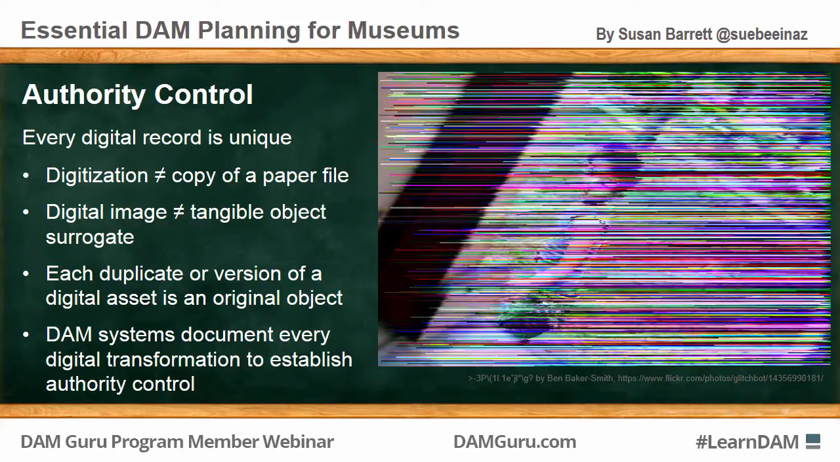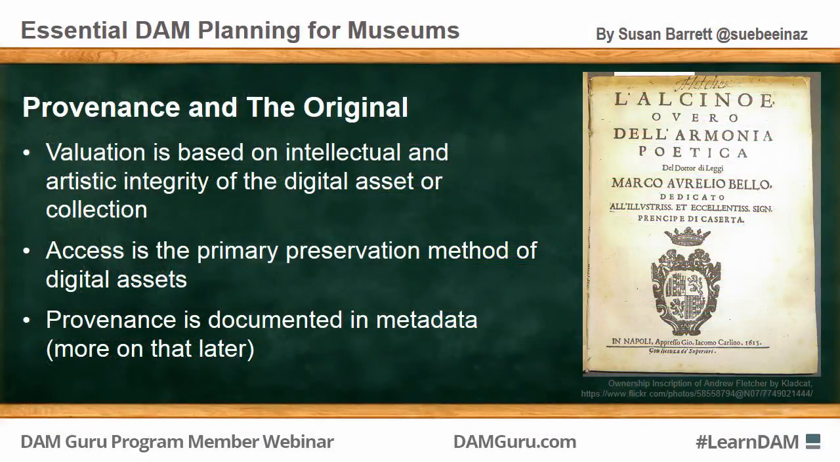I selected this image for this slide because it is actually a piece of digital art. It was created from a digital image to mimic digital decay. But this is what digital decay looks like. So thinking about this planning process, how would you establish authority control over this asset? Provenance. Someday we will not be able to access or view the original digital images created today. This dilemma is causing widespread heartburn in the archives world.